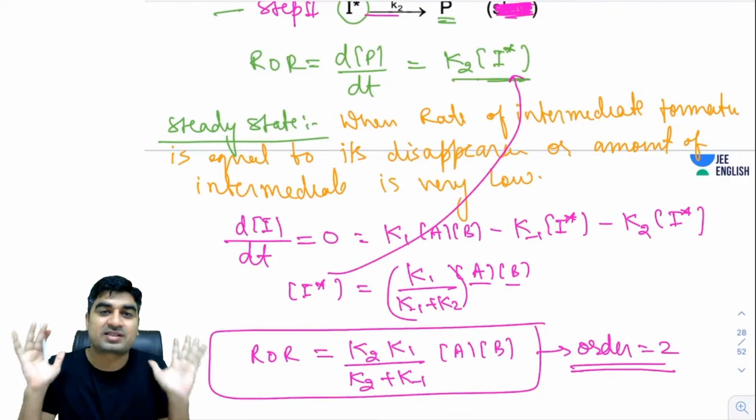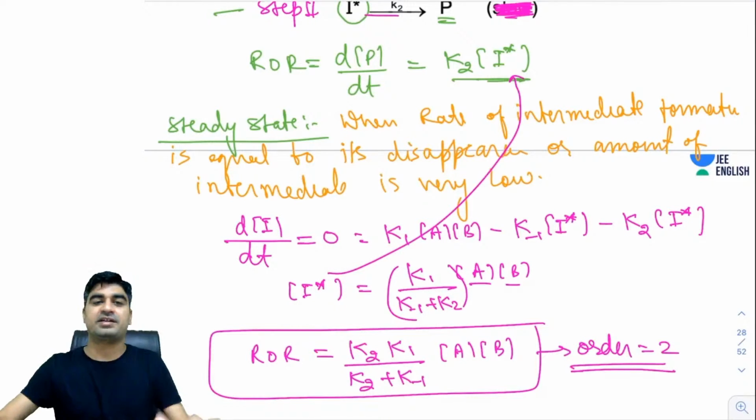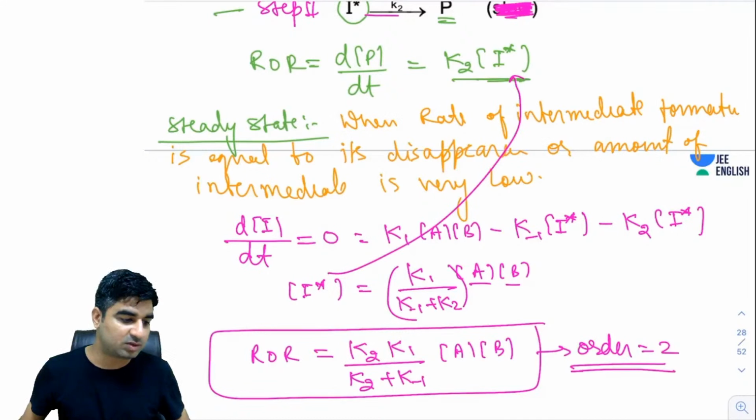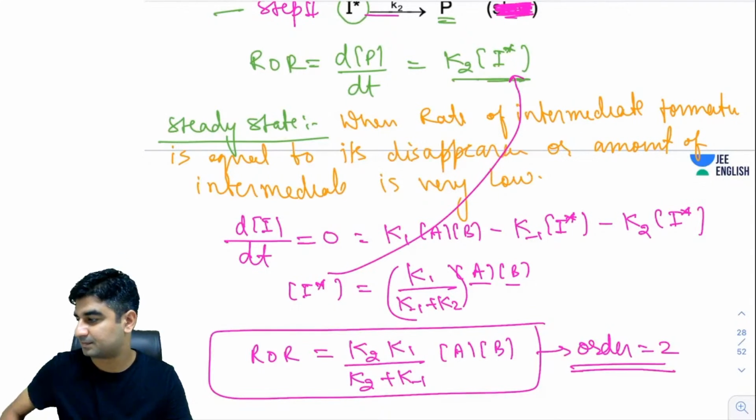So this is called steady state, guys. This is called steady state. Any doubt? Pavan, Karthi, any doubt? Nati, Diya, no doubt?